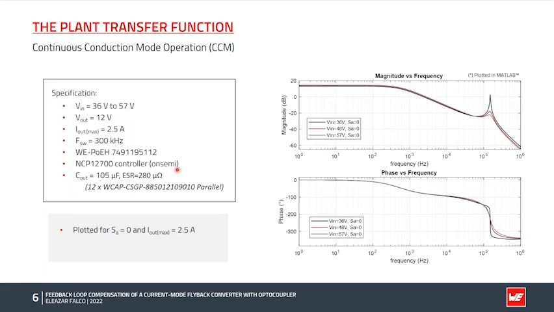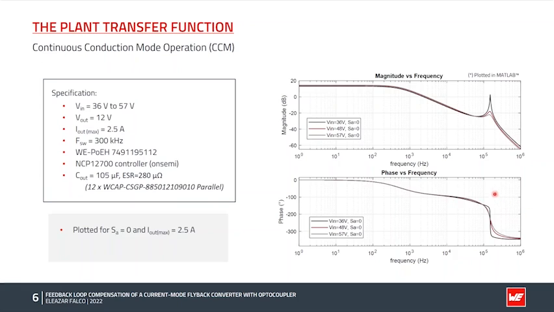And this is the magnitude and phase response of the control to output transfer function for minimum, nominal, and maximum input voltage as plotted in MATLAB. We can see that the characteristic is very similar to that of the previous slide. However, a closer look at the phase curve will reveal that we don't really have an ESR zero here. Well, in fact, we do have one, but since we are using MLCC capacitors, it happens at about 4 to 5 megahertz, which is out of the frequency range of this plot.